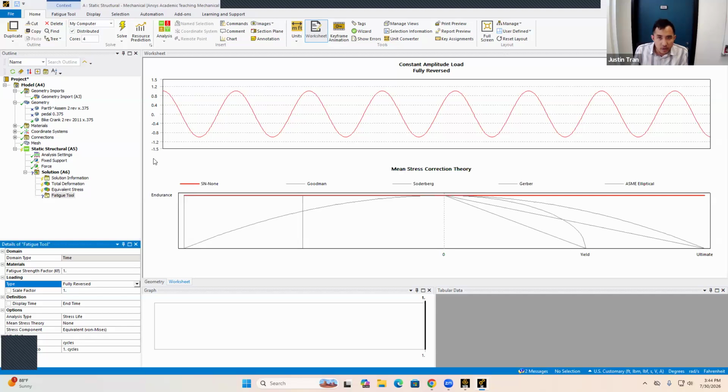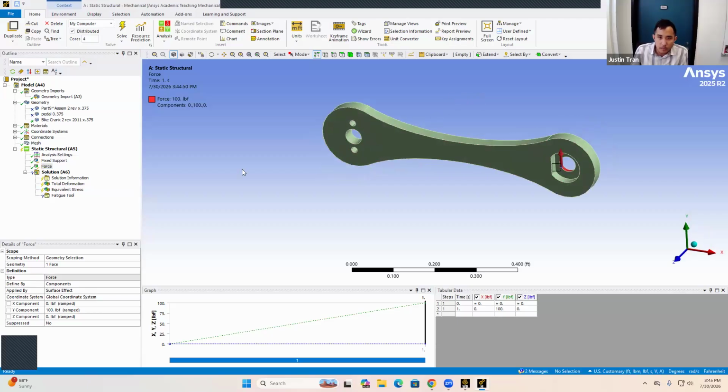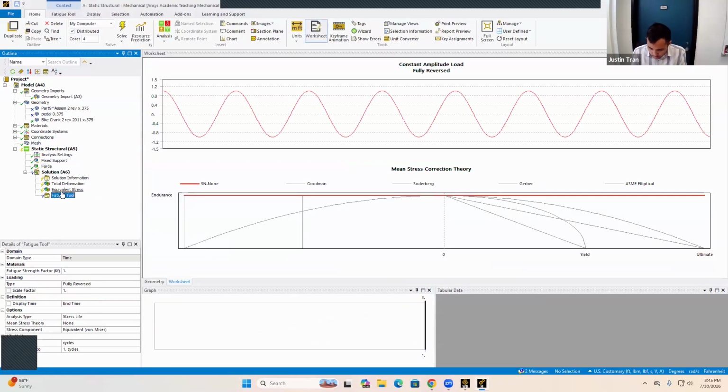For a bike crank here, I'm actually going to pick fully reversed, because this bike crank is going to be experiencing loads in this direction as well as this direction, depending on the position of the bike crank. Although this situation is still a little bit contrived because we're applying fixed supports here. So we do have to specify that. You can also amplify the load as well.